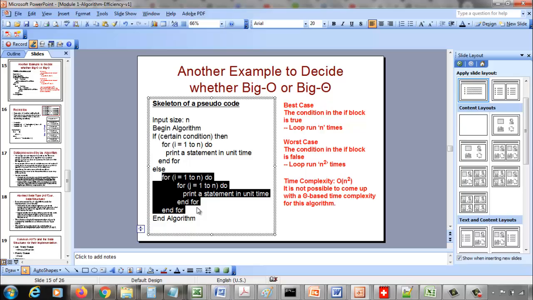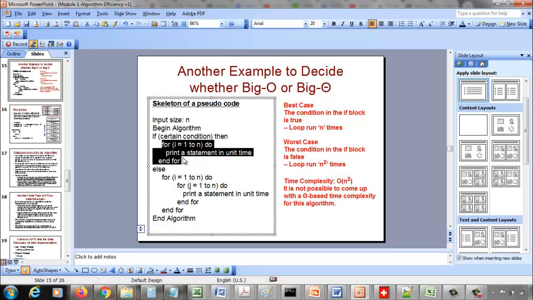If you look at the time complexity here, the basic operation is printing. So that is what you do repeatedly. Now, how many times do we print? It depends whether the condition is true or not. If the condition is true, you get into the if block and you just run one for loop. It means for each value of i, you print the statement once. So you totally print n times.